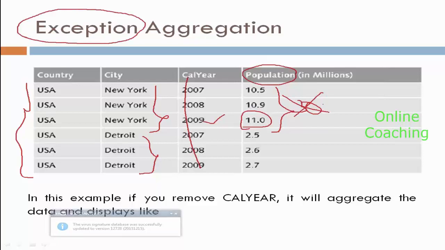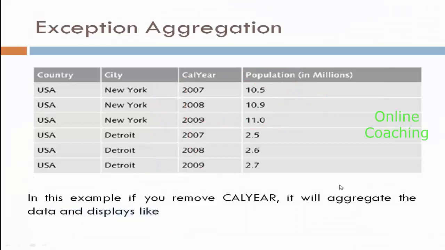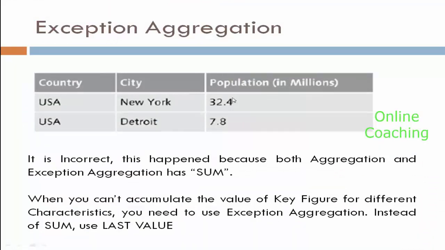If you have situations like this, for example, if I aggregate the data it will be like this: USA, New York, USA, Detroit. This is a total value, this is a total value. This is completely incorrect because it is summarizing the data from the previous 3 years or 2 years. That is wrong. In this situation, population should not be added with the previous values. Then we need to use exception aggregation.